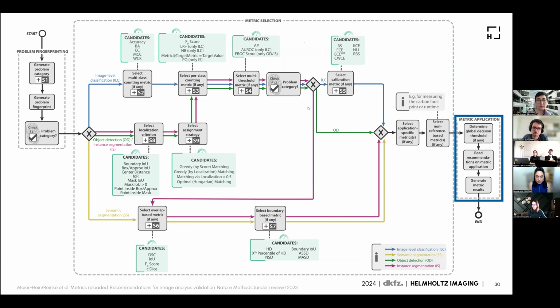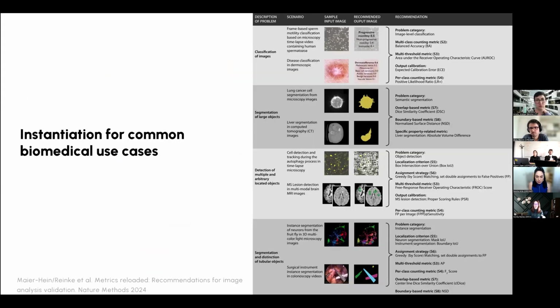But since we know that this was a bit complicated, we also provide some recommendations for specific use cases in the biomedical domain. So here you see some examples. We have more in the paper if you're interested, where we asked the community for which data sets and use cases they would like to see recommendations for metrics.